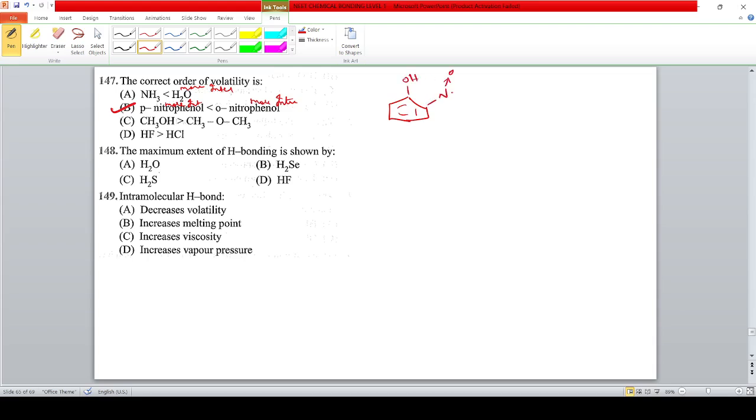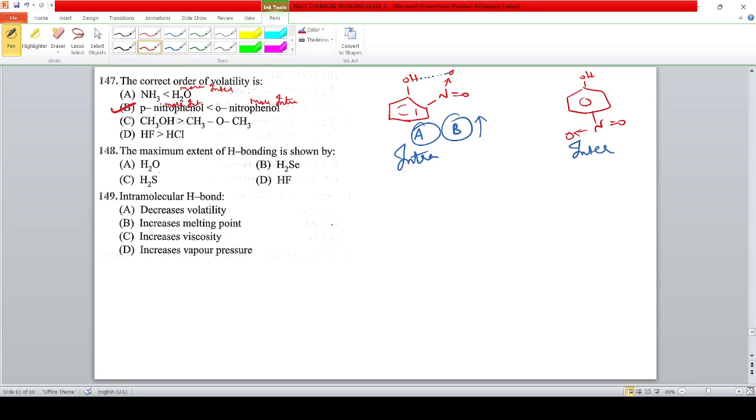This is orthonitrophenol and this is paranitrophenol. Since they form a hydrogen bond here, there is no connection between one molecule A and another molecule B. There is no connection between one orthonitrophenol and another orthonitrophenol. So, because of the lack of intermolecular hydrogen bonding, this is called intramolecular hydrogen bonding, and here intermolecular happens. So, orthonitrophenol is more volatile.